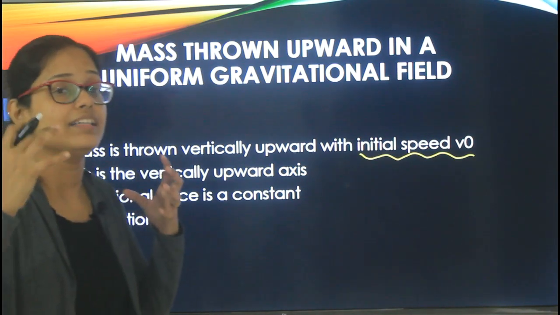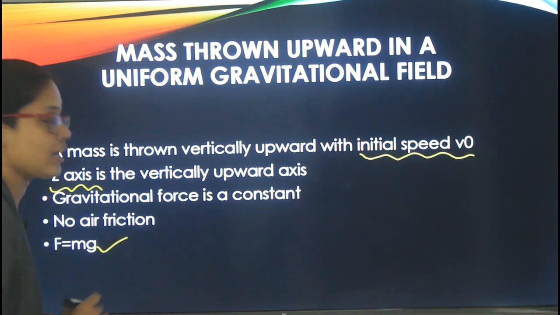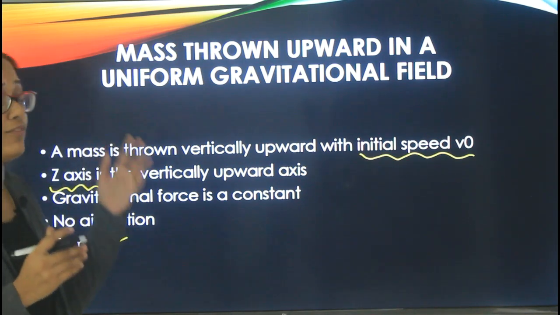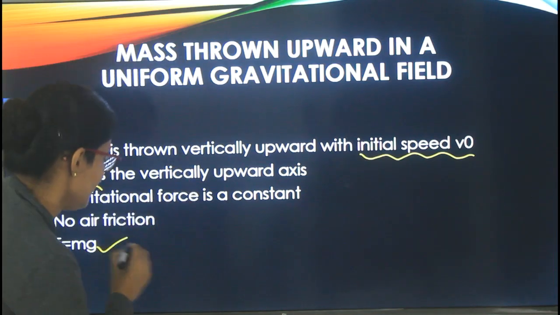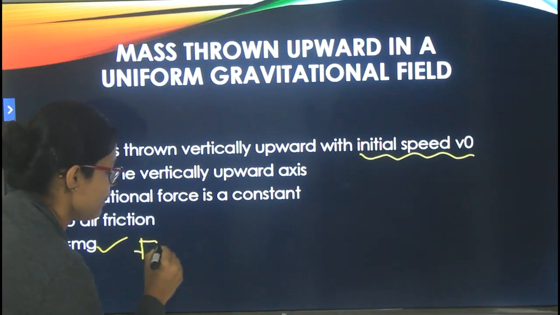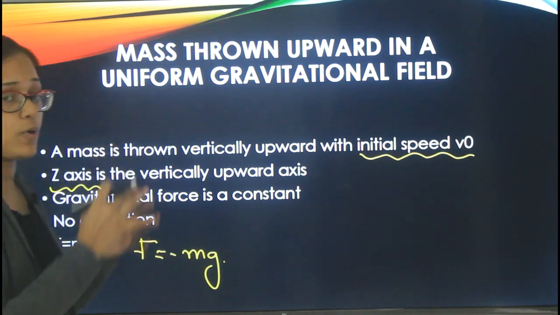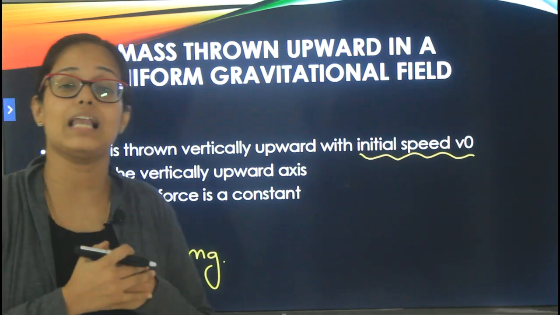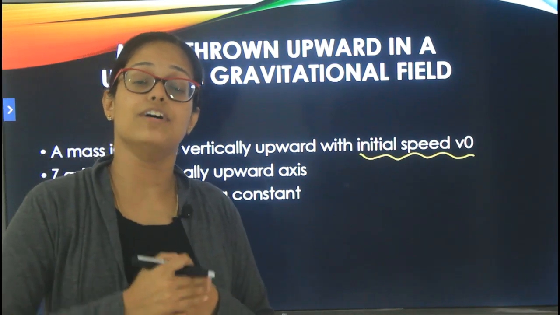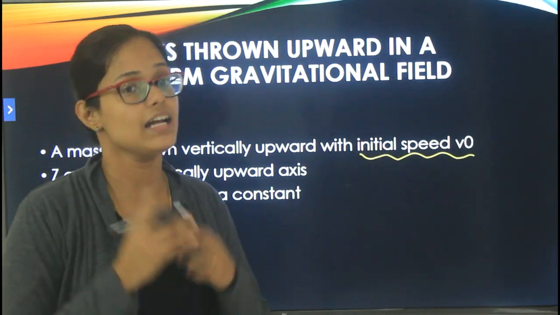Also, we are neglecting air friction, and we know the important equation F is equal to mg. When we are throwing a stone in the upward direction, this equation becomes F is equal to minus mg. So in this problem we have to calculate the vertical distance covered by the stone.